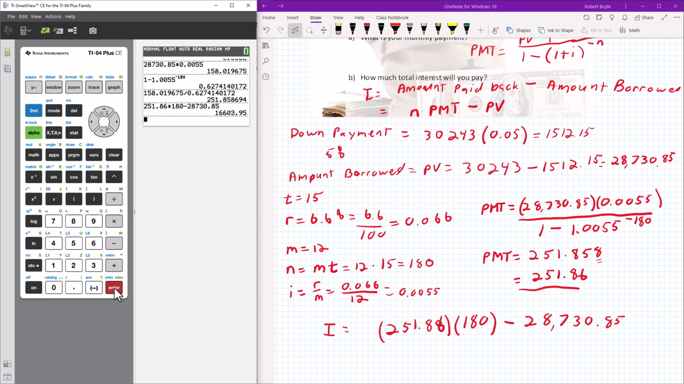And then the amount of interest that we will have to pay will be $16,603.95, which ironically is more than half of the cost of the boat.